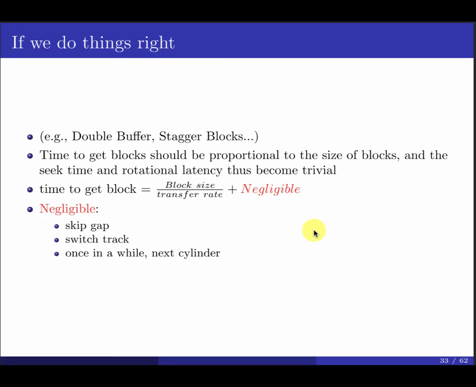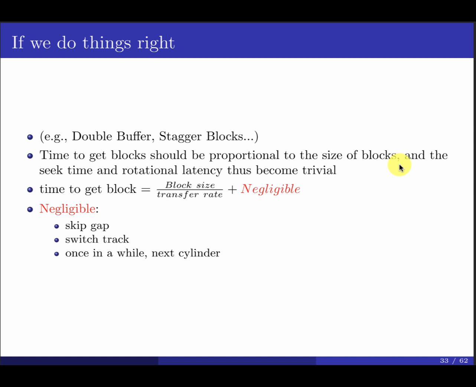So if we do things right, for example, we have a double buffering. If we have a double buffer, we're going to talk about this one later. We have two buffers in this case, two locations in the memory in order to just fetch the blocks, staggering blocks put next to each other. Okay, so the time in order to get the block should be proportional to the size of the block. That's what we did here. I'm talking about the next block.